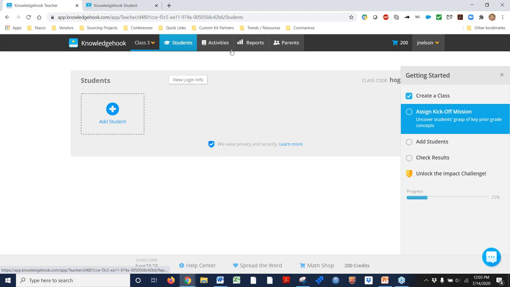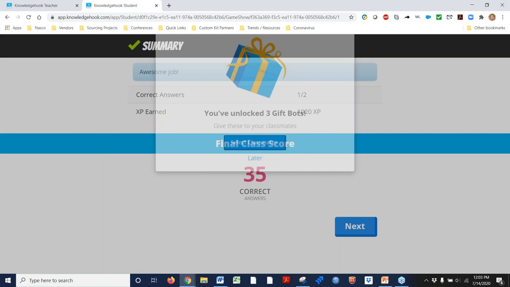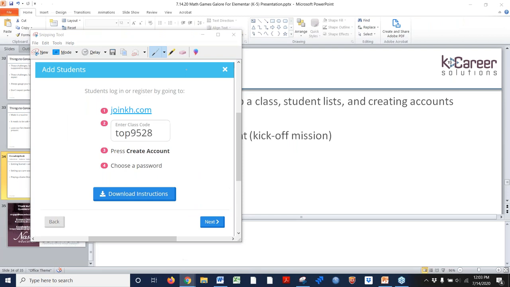All these activities, the visual math, the geometry, are all pre-made for you to get students starting to think about different activities. You can combine activities and things of that nature. This is a really nice tool that actually offers a lot more capabilities than any other tool out there currently for math, because it's so versatile. You can select classmates and give them tools if you want, but it works right out of the box. So again, that's Knowledge Hook in a nutshell.